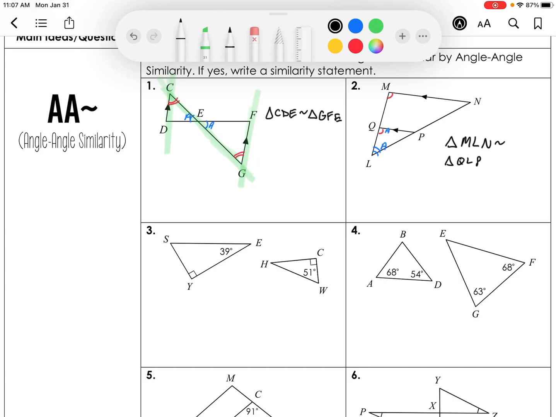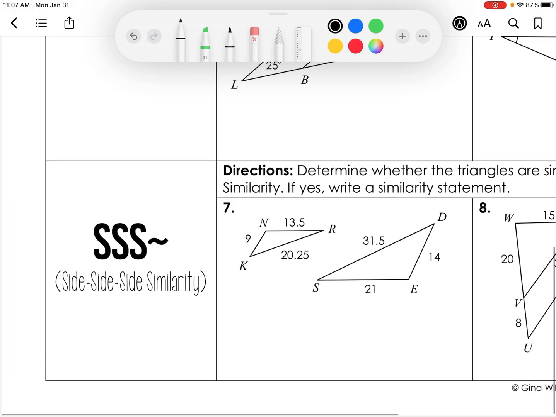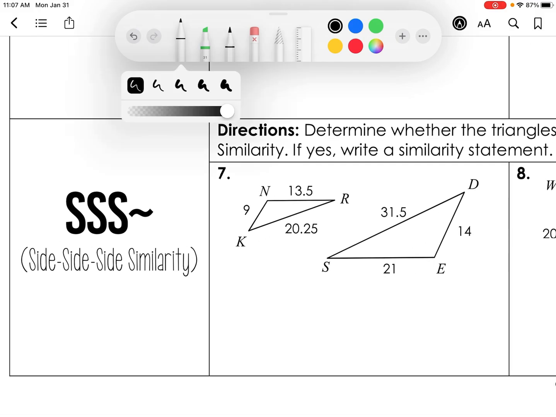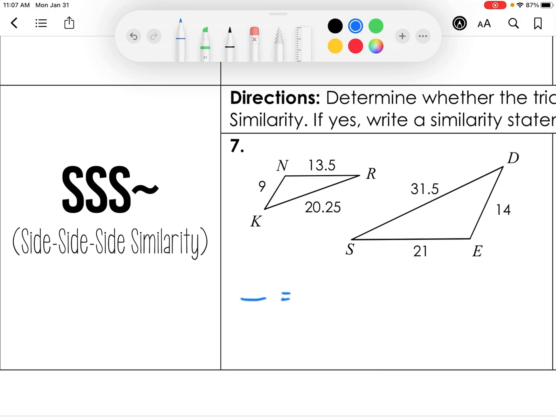The next similarity would be side, side, side, showing not that they're congruent, but that they're in proportion. What we have to do is draw fractions for our three sides. Let me go and highlight them. The 9 would match up with, let's say, the 14, I believe. And then next, the 20.5, let me go a different color. 20.5 would match up with the biggest one here, the 31.5.